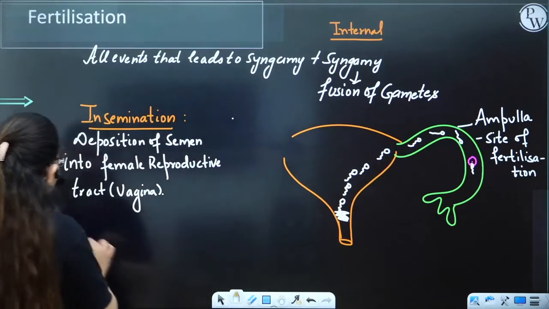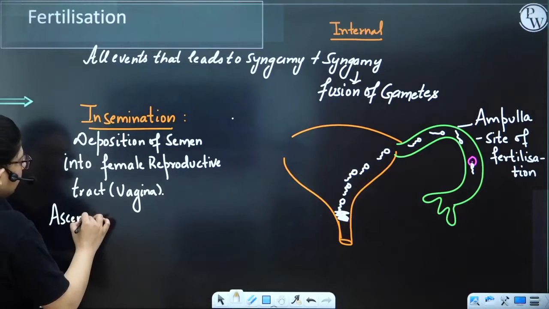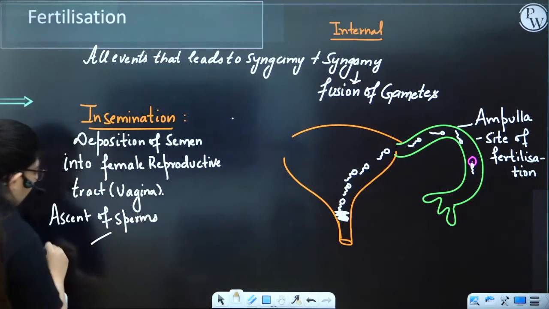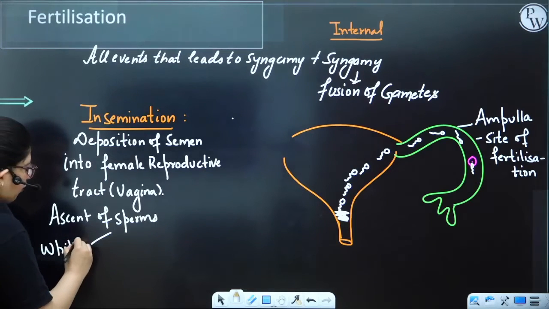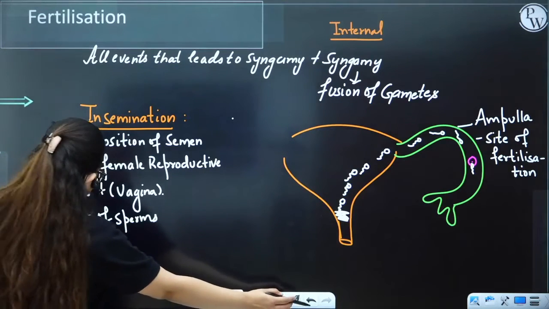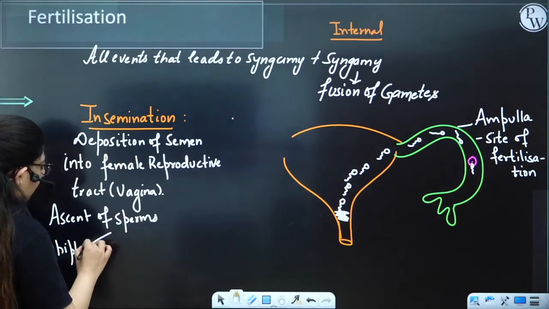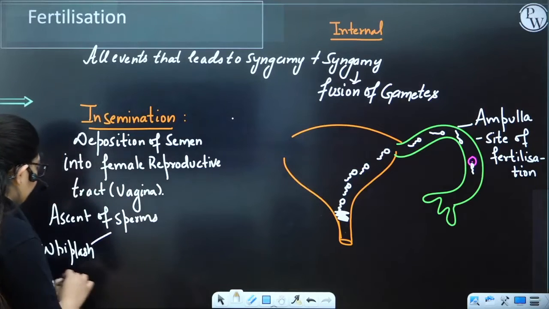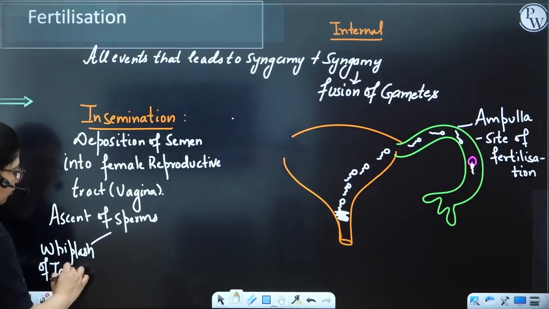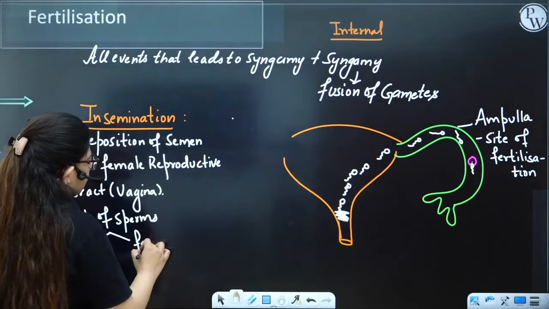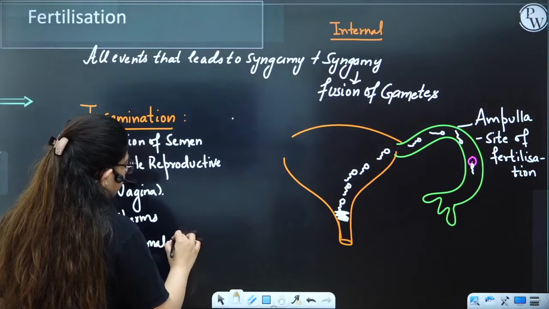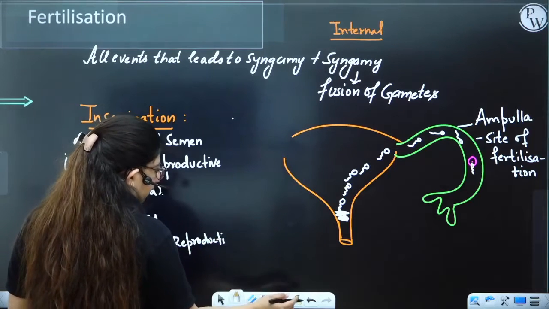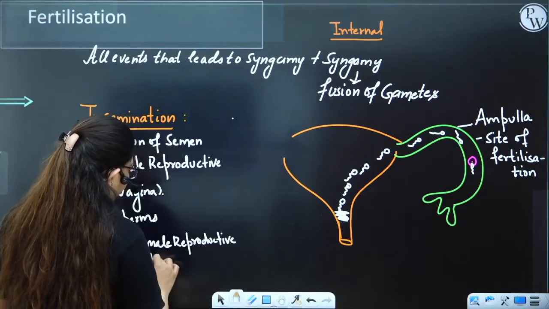So the ascent of sperm takes place by two methods. What are they? One is whiplash movement. You know what a whip is? Yes, whiplash movement, the movement like this. So with the whiplash movement of its tail, the sperm will move up, plus the female's reproductive tract contraction will help the sperm to ascend. Female reproductive tract contraction.